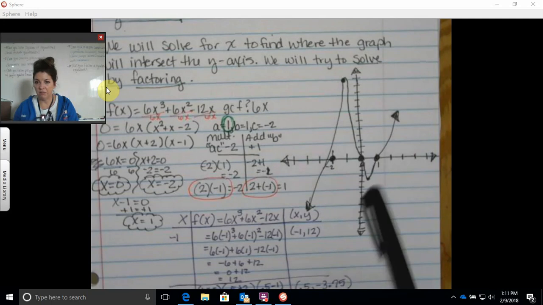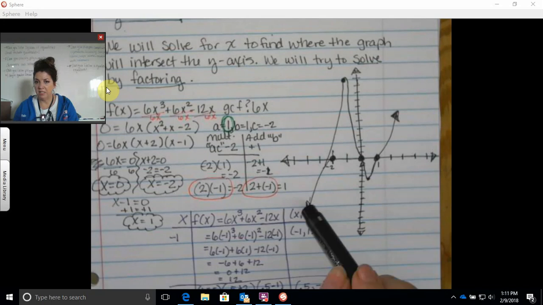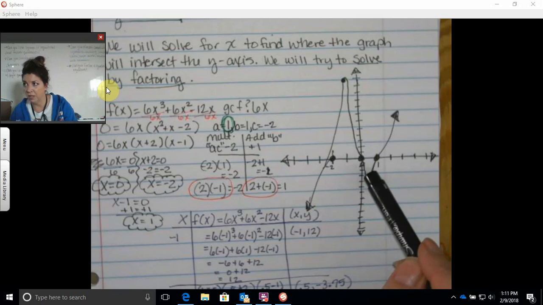We also have a relative minimum right here. My y values are decreasing. They stop and start increasing. We call that a minimum. But the graph points in the downward direction to negative infinity, so that's not the lowest point on the graph, but we do call it a minimum.